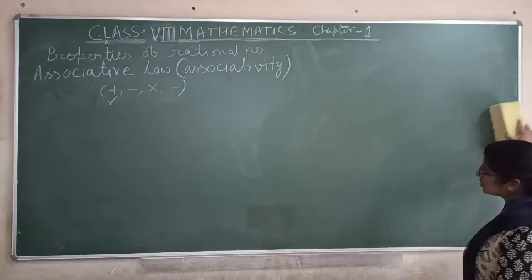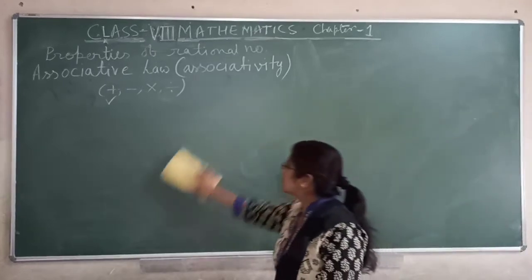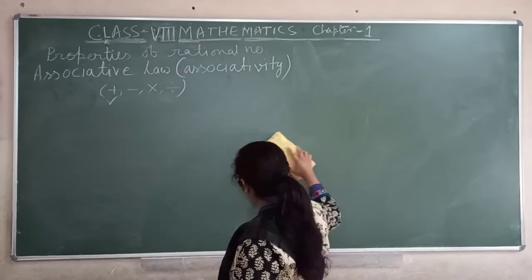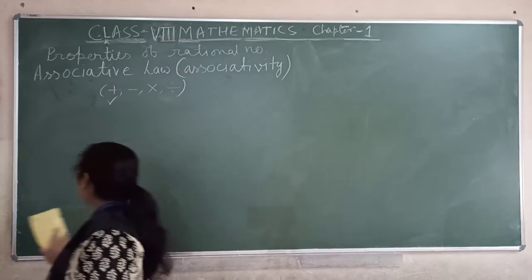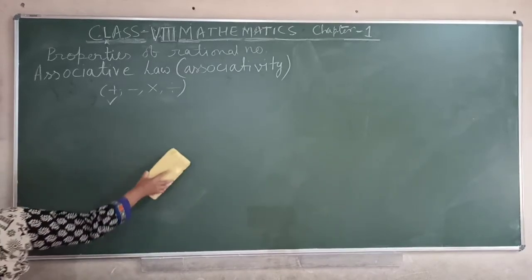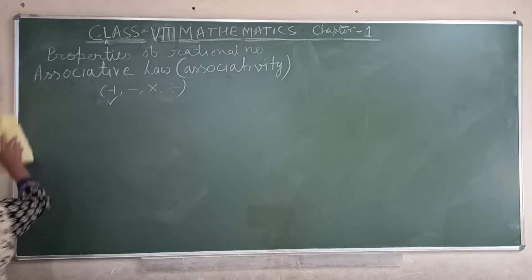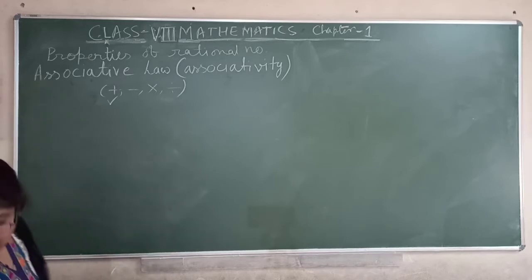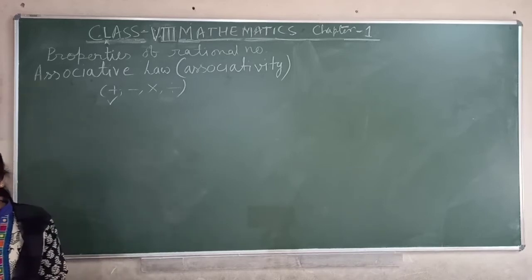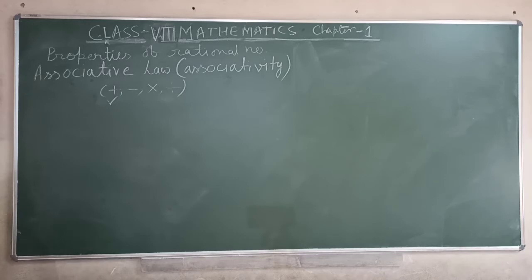When you do the commutative law, you have to take two rational numbers. When you do the associative law, you have to take three rational numbers. So we can say the associative law of rational numbers for addition is applicable. Now check the same thing for subtraction.